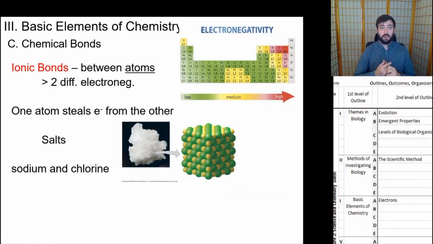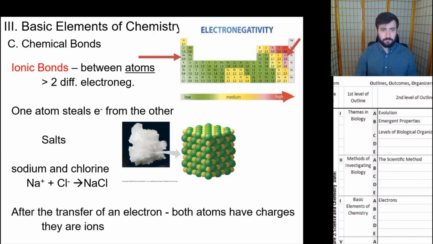So this is when you have elements where one element is significantly more electronegative than the other, and it basically just steals that electron away. So sodium and chlorine are a great example of that, as well as other salts. So sodium chloride, like we just talked about, is a great example of an ionic bond. So you have sodium there, you have chlorine on the complete opposite side of the scale, huge difference. Chlorine is just going to steal that electron right away.